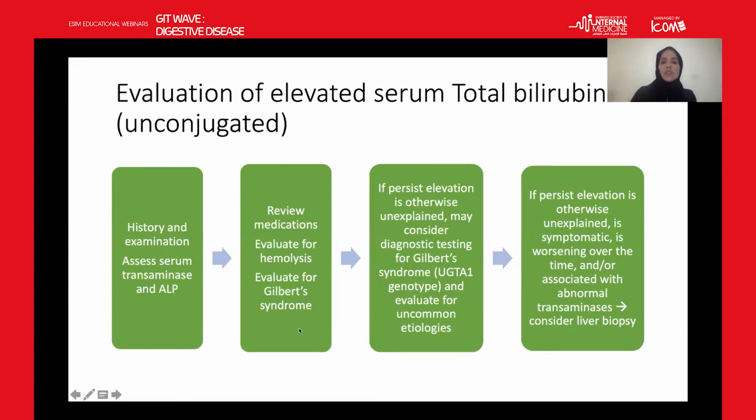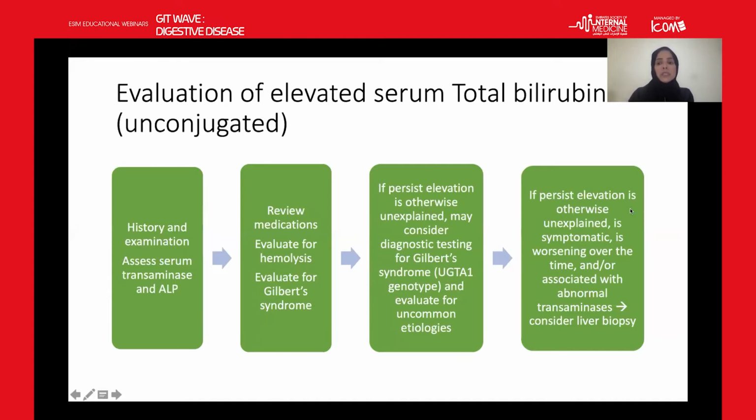Also, you have to consider Gilbert syndrome. In Gilbert syndrome, the patient will tell you that when fasting, doing aggressive exercise, or dehydrated, I become more jaundiced, or when taking some medication. If there is persistent elevation, otherwise unexplained, and the history is not supportive of Gilbert syndrome, you can send the genetic testing, which is available in most hospitals for Gilbert disease.